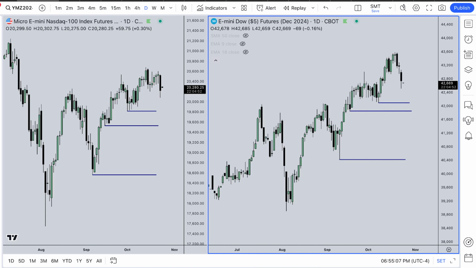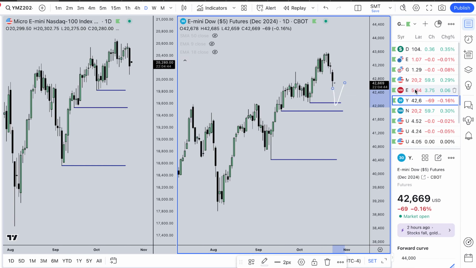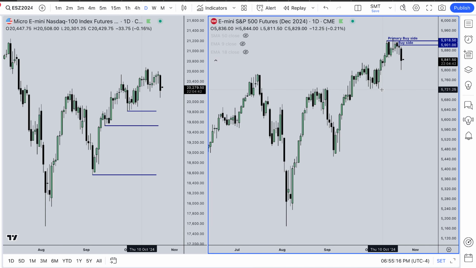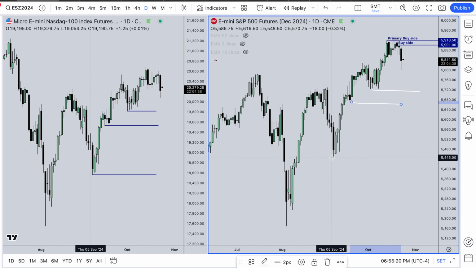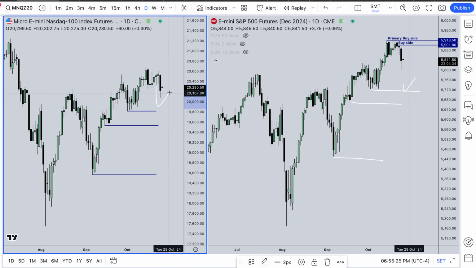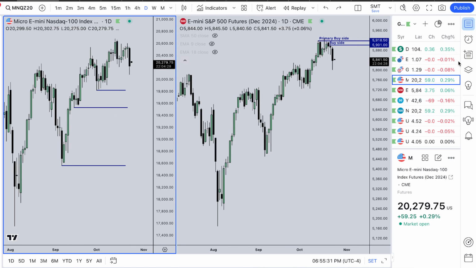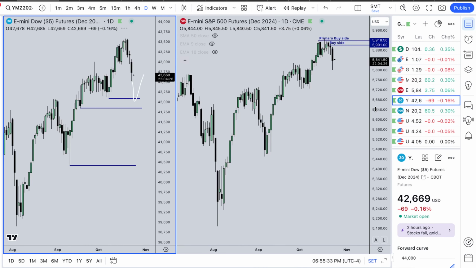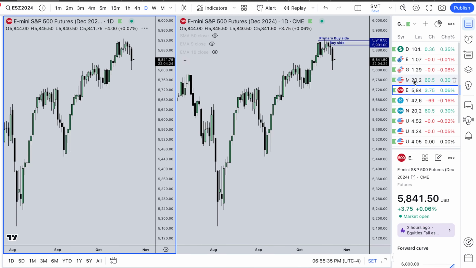So price could then take out this in here, and in the ES it can do the same, right? This low, this low, and this low. It can take out this, but on the Nasdaq I don't want to see it go, or on the Nasdaq I want to see it go, and on the ES and the Dow I don't want to see it go. So one of those three has to diverge there.